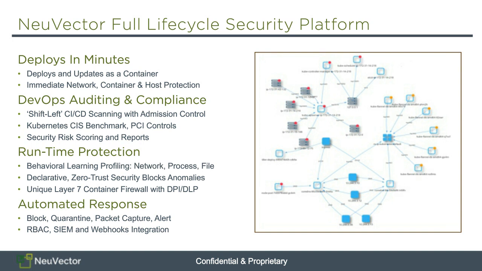Right out of the gate, we start looking for malicious activity, both in your network, with processes and file systems. So without any configuration, we will start looking for bad actors in your environment and tell you if we find any. On the DevOps side, the whole shift left, we talked about integrating into Jenkins, Bamboo and Circle to do vulnerability scanning there, as well as setting up admission control. We talked about the Kubernetes CIS benchmark and the PCI controls for compliance.